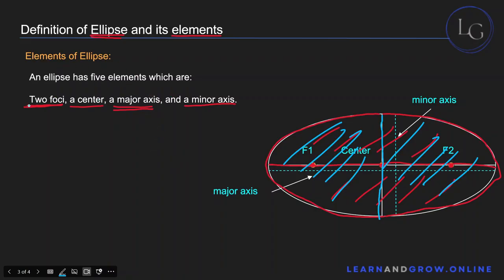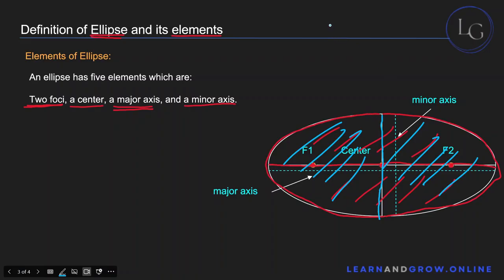And just remember, 2 foci corresponding to 2 parabolas, if you will, that are joined together, a center as it's an oval shape, a major axis, the axis that runs along the longer side of the ellipse, and a minor axis that runs along the shorter side of the ellipse.